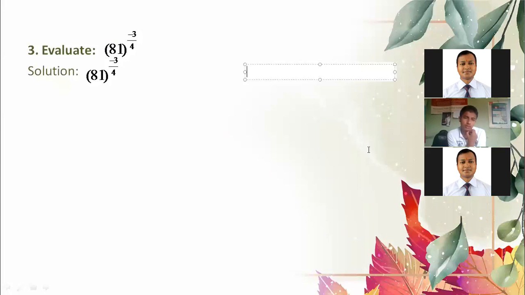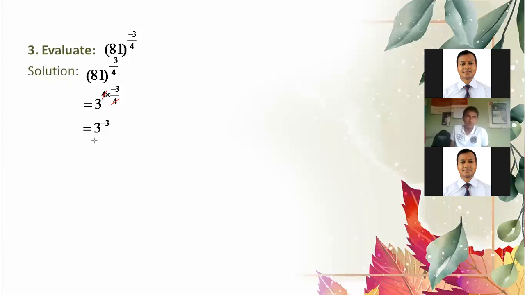So can't we write it as 3 into 3 into 3, 4 times? That means it is 3 to the power 4, isn't it? Yes, sir. 81 means 3 to the power 4. So in place of 81, we have to write 3 to the power 4. And now 4 and 4 cancel. Remaining value is 3 to the power minus 3.